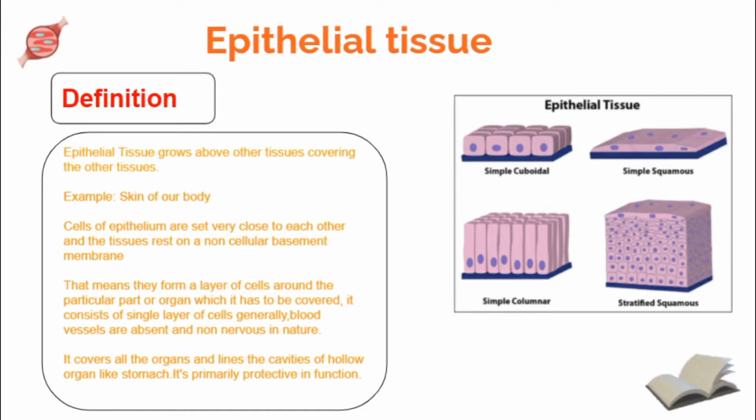Cells of epithelium are set very close to each other and the tissues rest on a non-cellular basement membrane. That means they form a layer of cells around the particular part or organ which has to be covered. It consists of single layers of cells generally. Blood vessels are absent and it is non-nervous in nature. It covers all the organs and lines the cavities of hollow organs like the stomach. It is primarily protective in function.